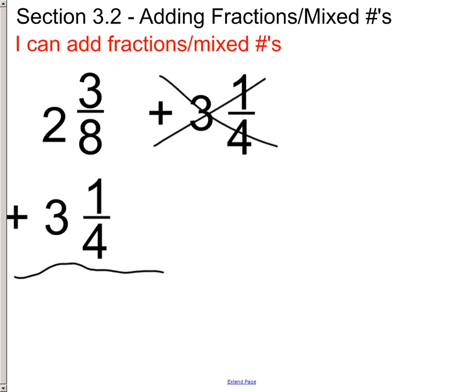And we can cross that out because I don't even want you looking at it. First thing you do is go ahead and add your whole numbers. Well, that's 5. 2 plus 3 is 5. And now let's add our fractions. Same thing you learned when you were younger.